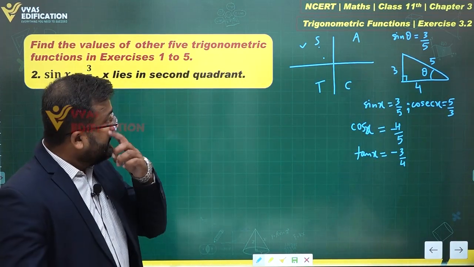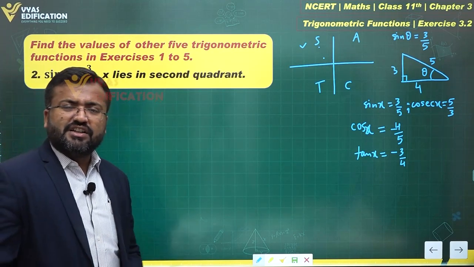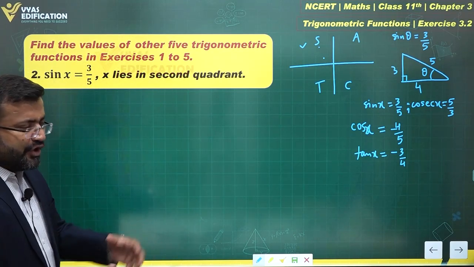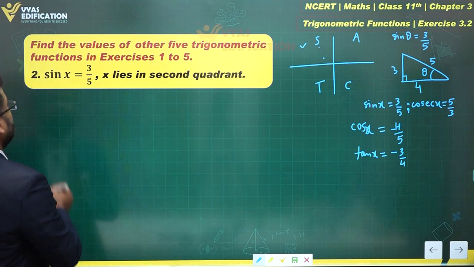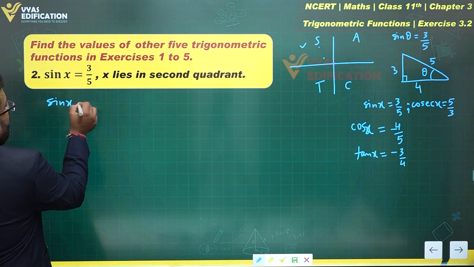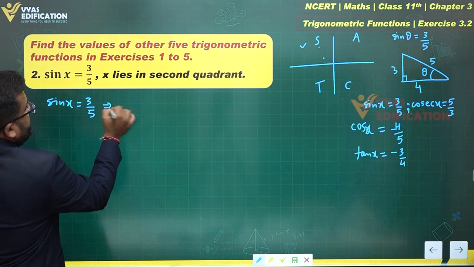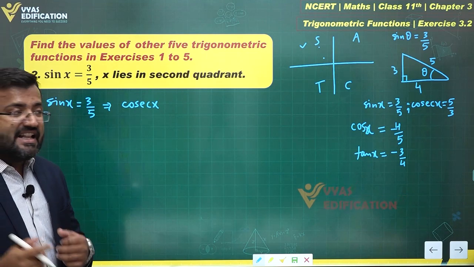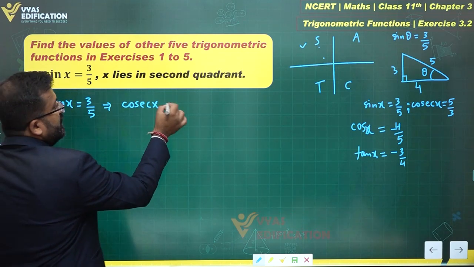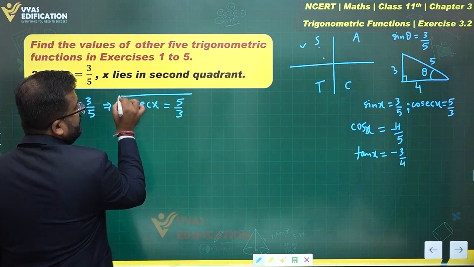But then drawing all of these diagrams is not something which the NCERT people love. They want you to solve using a longer approach. Let's see what the longer approach says. Longer approach says that sin x is equal to 3 by 5, which gives me cosec x. Cosec x is the reciprocal of sin x. Let's find that cosec x first. That is equal to 5 by 3. That's the first thing that you get.